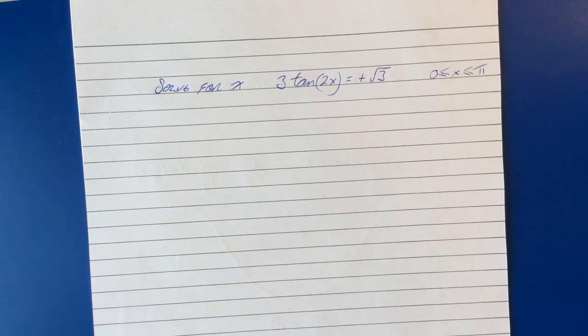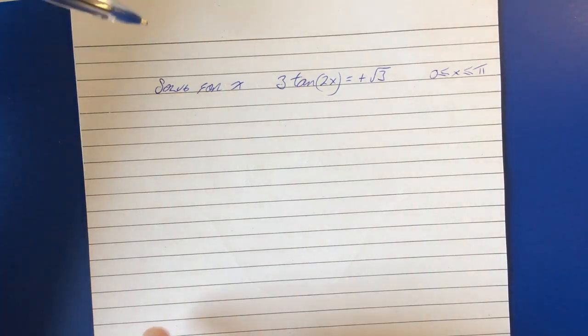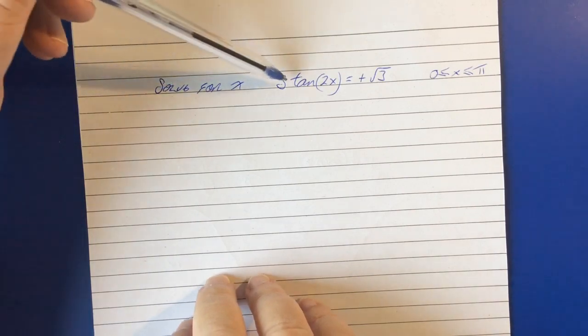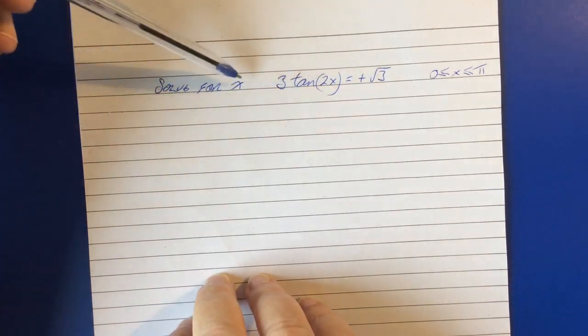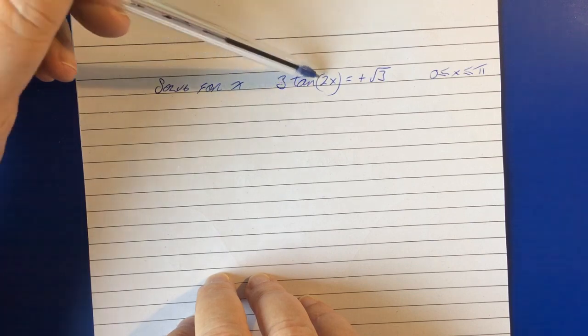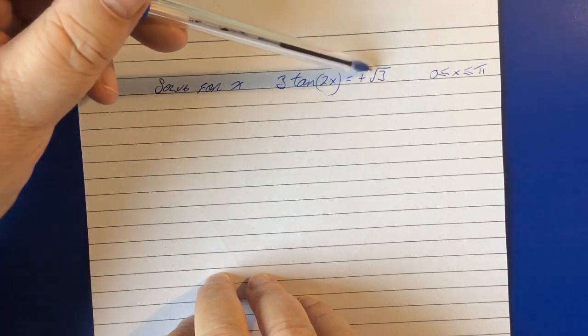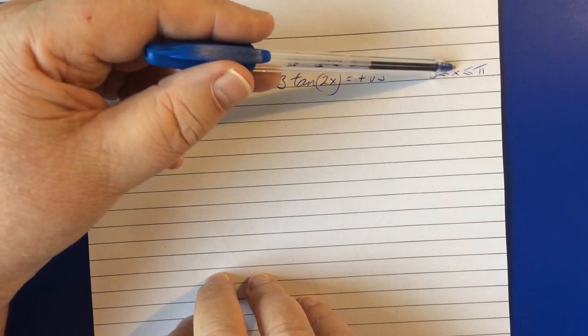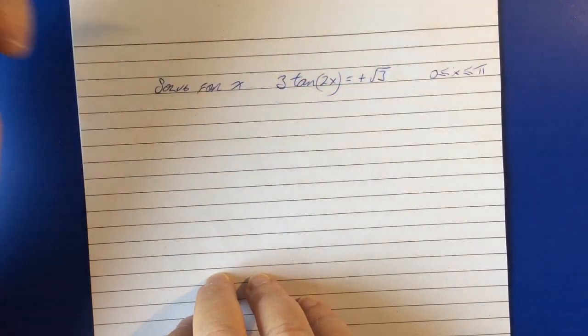Hi, I'm an old guy and I do maths, and the problem today is that we have to solve this equation here for x. 3 tan 2x equals positive root 3, and x has a value between 0 and pi.